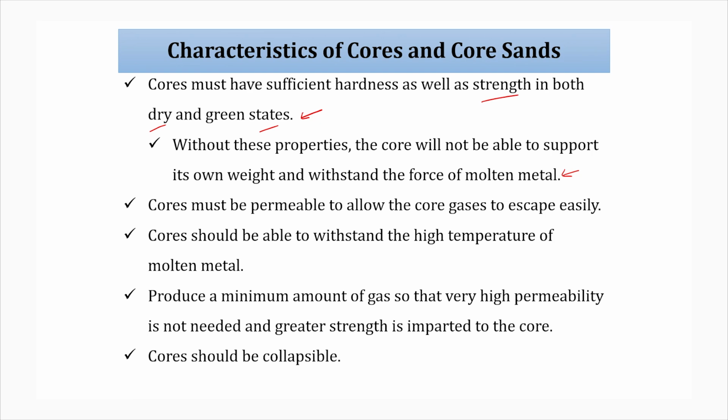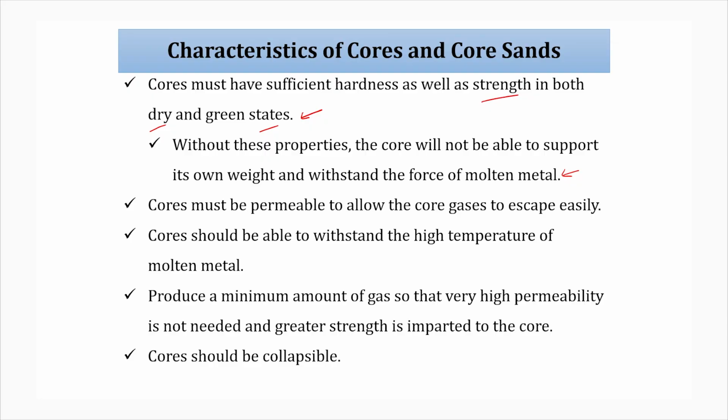Core must be permeable to allow the core gases to escape easily. As moisture is going to evaporate or boil, since the temperature is very high, evaporation will happen and the gases will try to escape. If you do not provide proper permeability of cores, what will happen? It is going to create defects like blowholes and pinholes in the internal features of the casting.